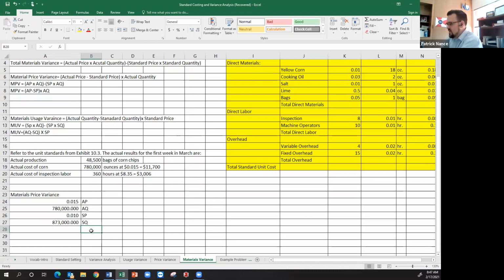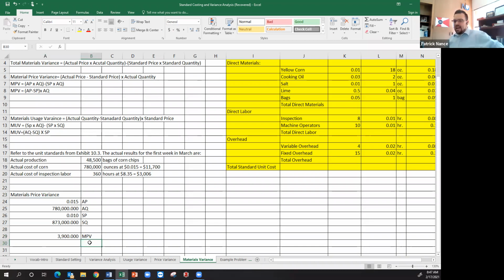So my materials price variance is, I'm just going to follow this here, AP minus SP, so actual price minus standard price, times actual quantity, 780,000. So $3,900 is my materials price variance. Specifically, $3,900 is my materials price variance.